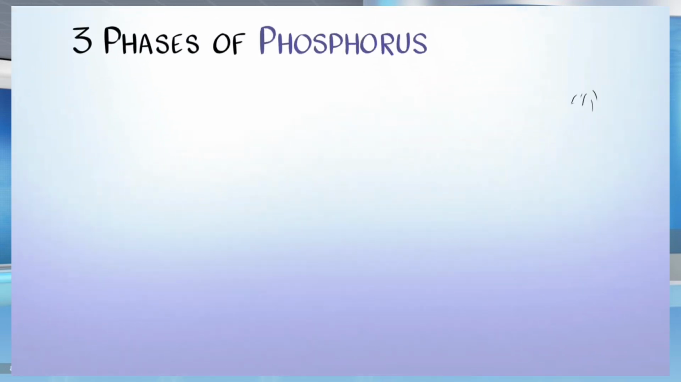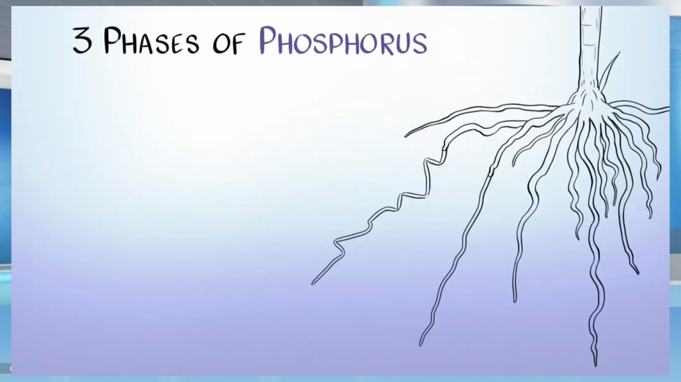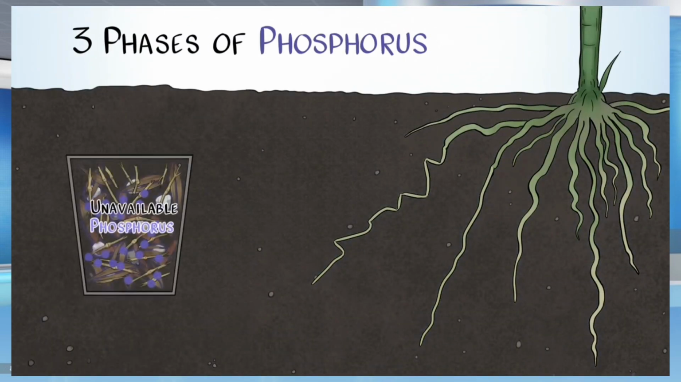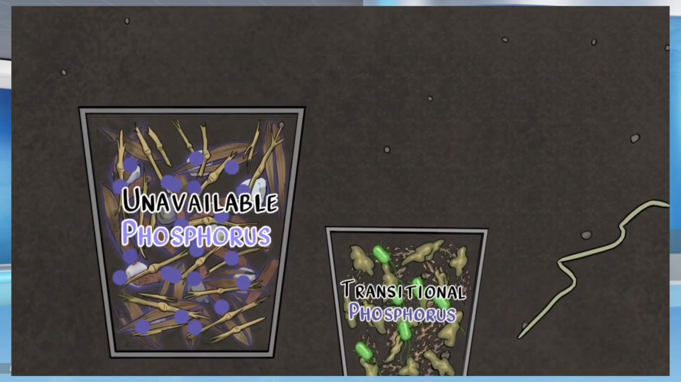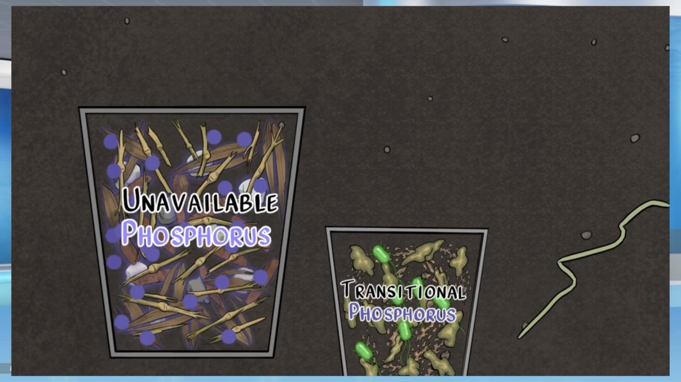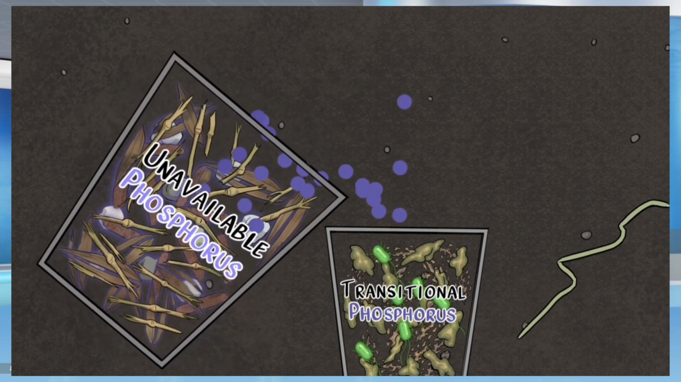Phosphorus in your soil exists in 3 phases. Let's think of them like 3 buckets: unavailable phosphorus, transitional phosphorus, and plant-available phosphorus, the one plants love and can actually use. When it comes to the largest bucket, unavailable phosphorus, movement to transitional phosphorus is a very slow process. These phosphorus molecules are tied up in minerals and organic compounds. Slowly but surely, they eventually turn into transitional phosphorus through weathering and decomposition.